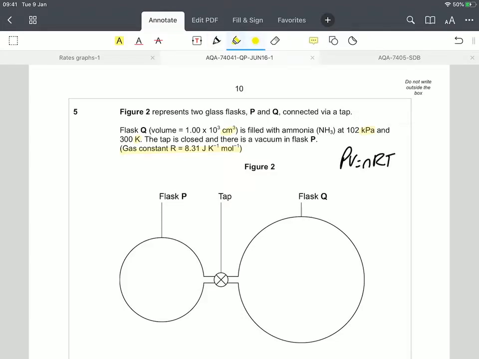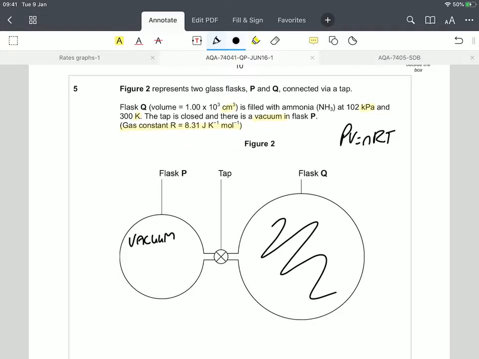Other little things to point out, the word vacuum, right? Vacuum in flask P. Hold on a second, this is not the right tool. There we go. Vacuum in here, meaning that there's nothing. So that means that all of the gas, at least to begin with, is in flask Q, which has a specified volume, temperature and pressure.